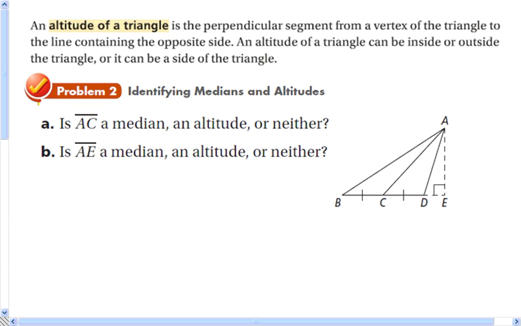All right, the altitude of a triangle is the perpendicular segment from the vertex of a triangle to the line containing the opposite side. The altitude can be inside or outside the triangle. It's shown here. AE and AC. The line AC meets the side opposite at its midpoint, and we can tell that by those congruent marks there. AC is a median. AE is a perpendicular line that goes from the base of the triangle to the opposite vertex, so that is an altitude.